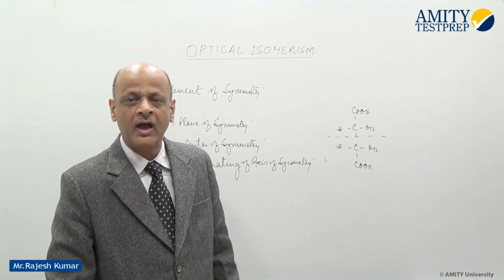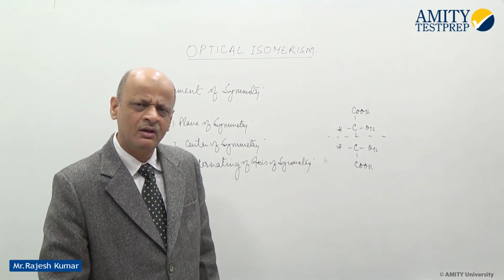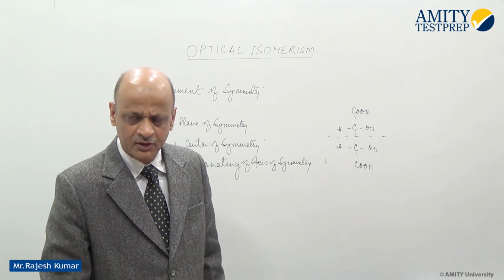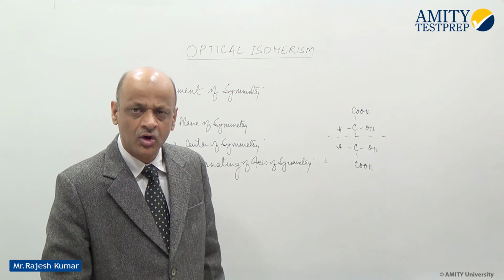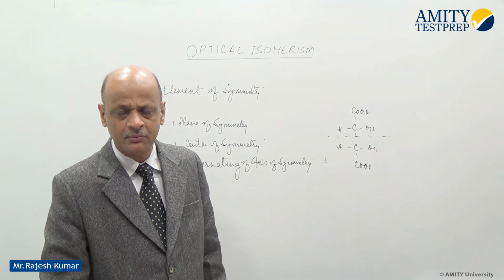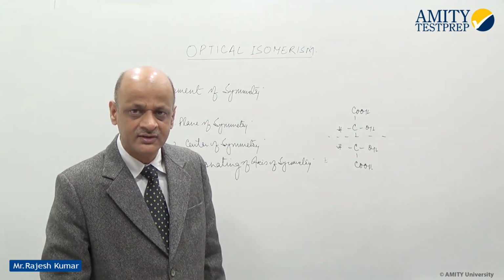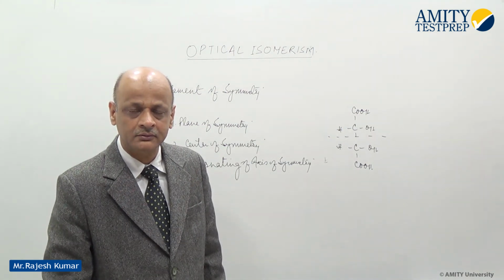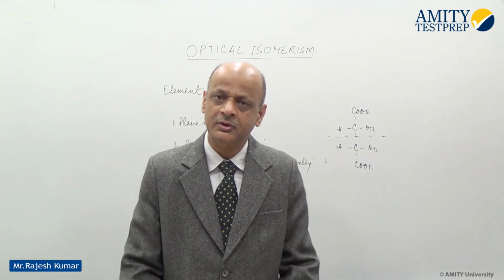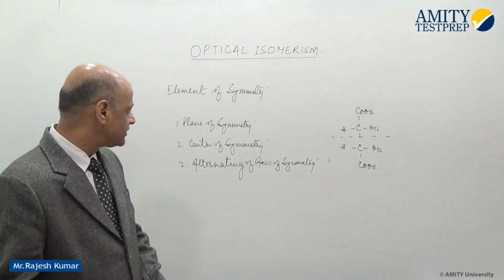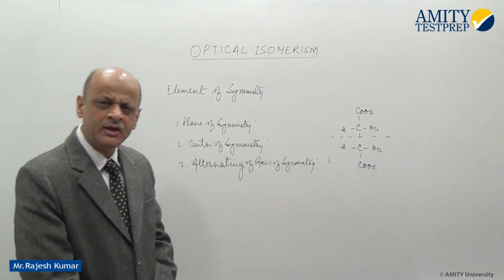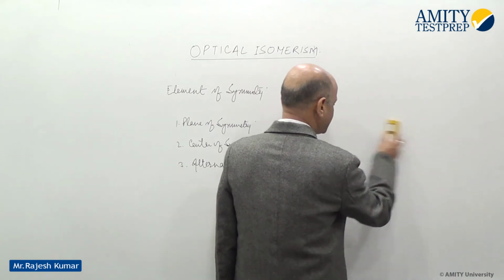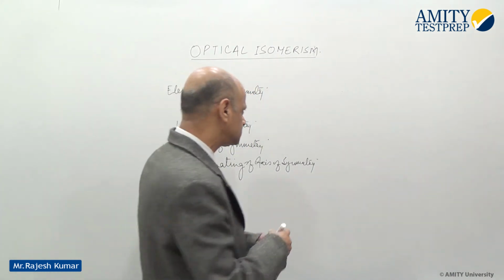The second point is the center of symmetry. If the molecule has a center of symmetry, meaning if it is a cyclic molecule and from the middle of this molecule a line is drawn towards one group and equally extended to another group, and both are at equidistance, this type of center is called a center of symmetry. It can be defined as a point in a cyclic molecule. Take one example here.